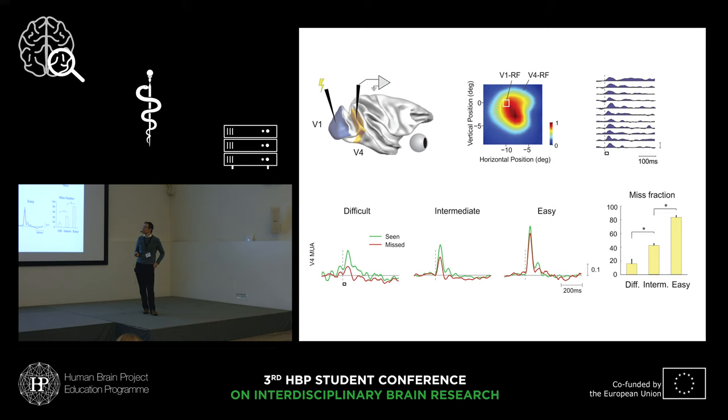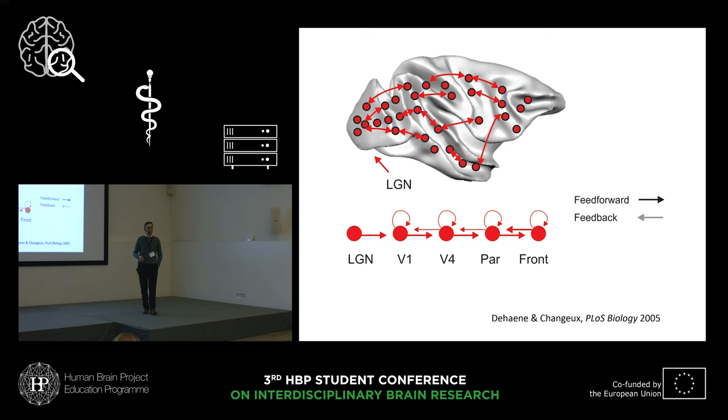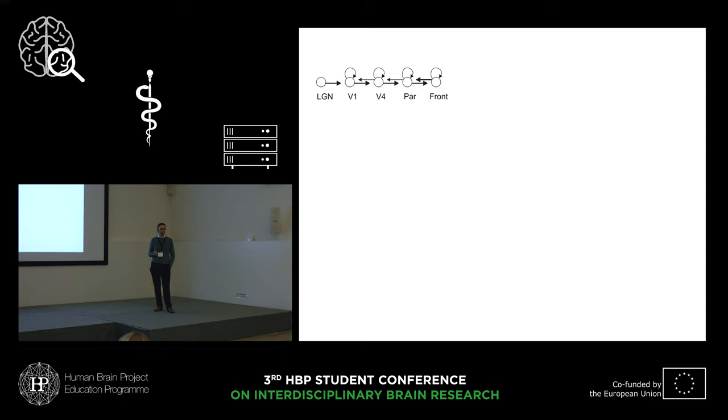Now, when I presented these data to Stan Dehaene, the champion of the global workspace theory, he became really excited because he had made models about this. His models were typically complicated with many neurons. And then he said, you know what? I'm going to model this with the simplest model you can imagine. So he made a model that has only 5 stochastic neurons. One in LGN, one in V1, one in V4, one in parietal cortex, and one in frontal cortex. Now, if you present a stimulus, there are feed-forward connections in the model that propagate the information to higher levels.